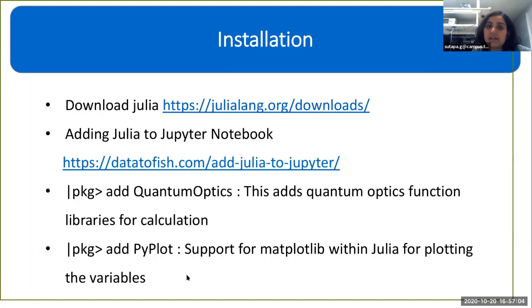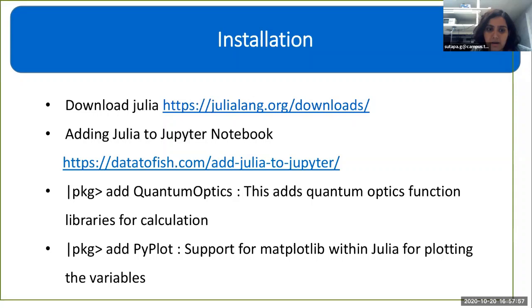Okay, so I would now like to go into the installation. We can install Julia from the Julia webpage and use it directly, but another way is to add it to the Jupyter notebook. This link explains each step of how you can easily add Julia into your Jupyter notebook. Once we have added Julia to Jupyter notebook, we can install packages. The quantum optics package connects you to the library, and there are a lot of other packages you can install in Julia, for example PyPlot. If you are comfortable with Python, you can add a lot of packages from Python into Julia.